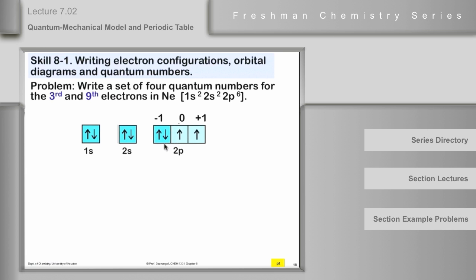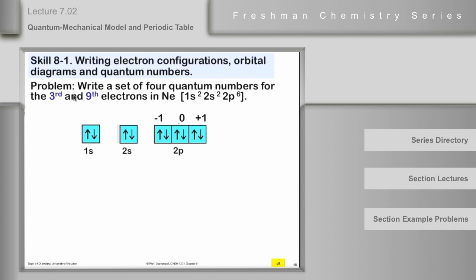The next electron goes spin down in the -1, makes a pair, then another pair, and then another pair. Isn't it cool how I did that? I hate to tell you how much hair I lost trying to make that happen. Okay? I was pulling it out.